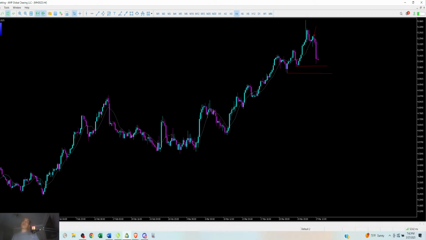Copper is not looking particularly strong at the moment. We have been in a very strong bullish run, as you can see here. We ran up here, made this new high, pulled back, and then we tried to go up again on this candle.